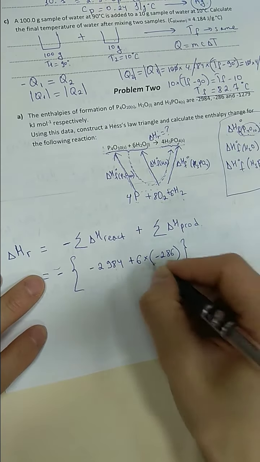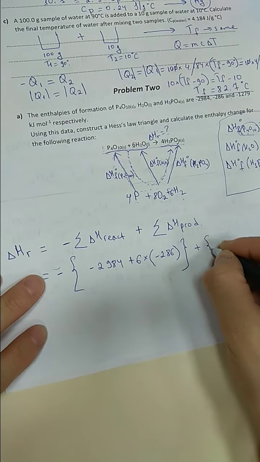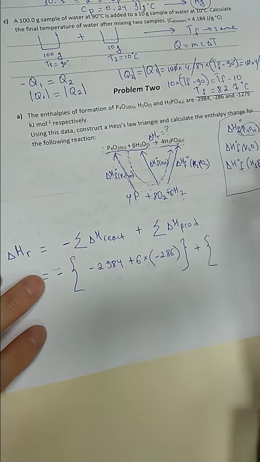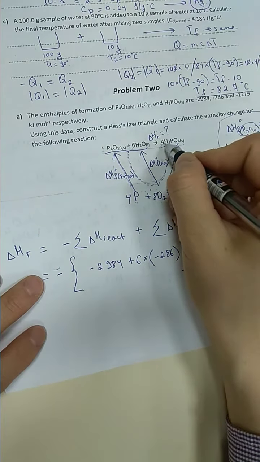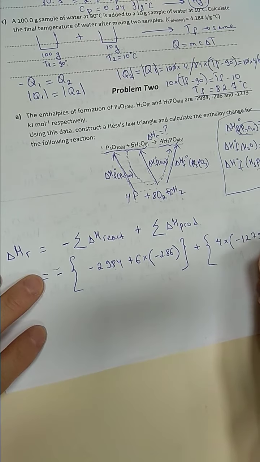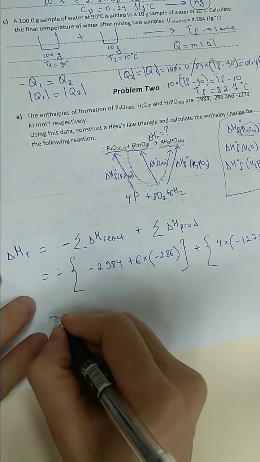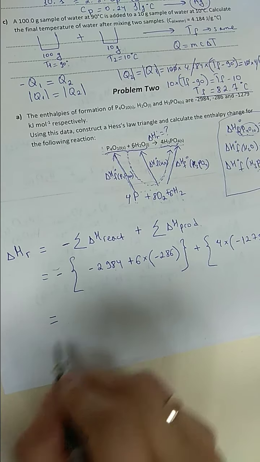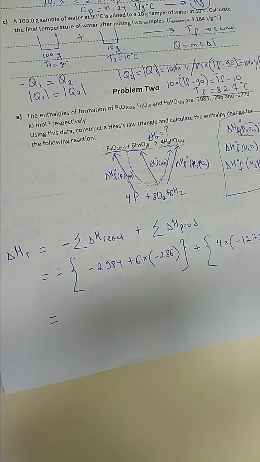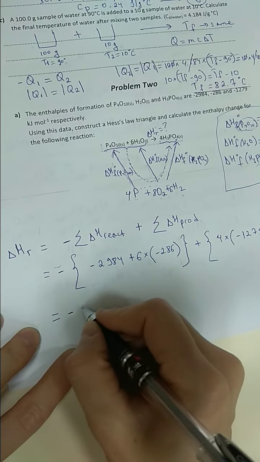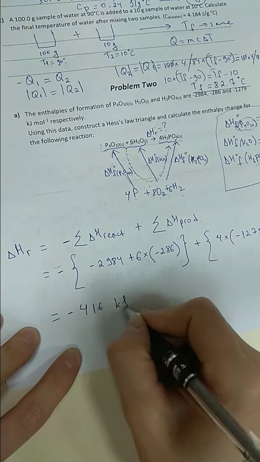So I am done with my reactants. Now let's move to the product. The product is phosphoric acid, formation of phosphoric acid. Again, this value is for forming 1 mole of phosphoric acid. Therefore, I need to multiply it by 4 because I have 4 phosphoric acid: 4 times minus 1,279 kilojoules per mole. If you solve this, let me just quickly solve. Okay, I got minus 416 kilojoules per mole.